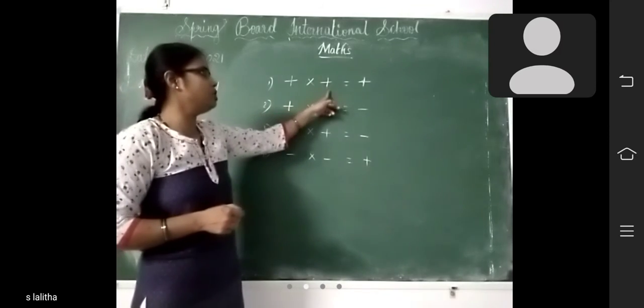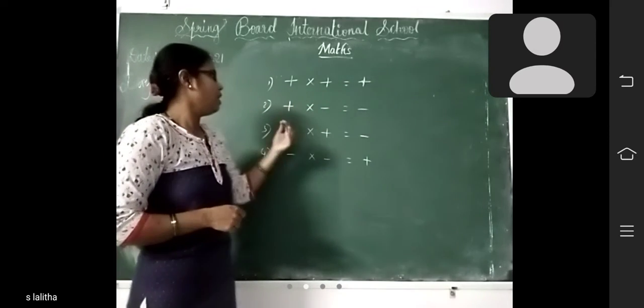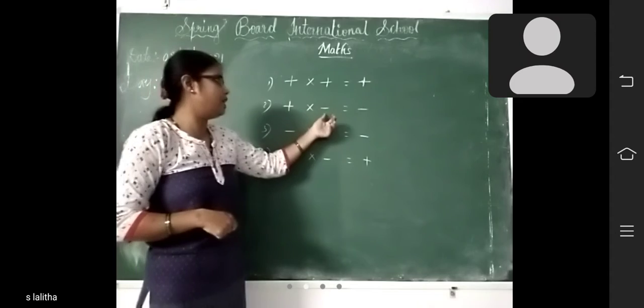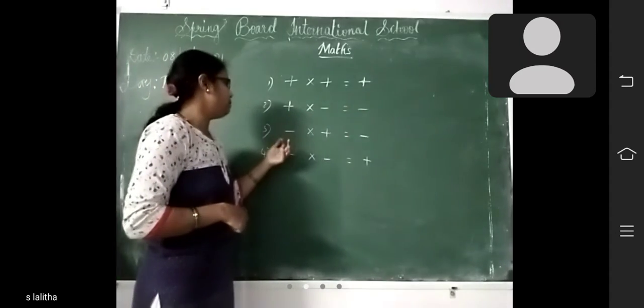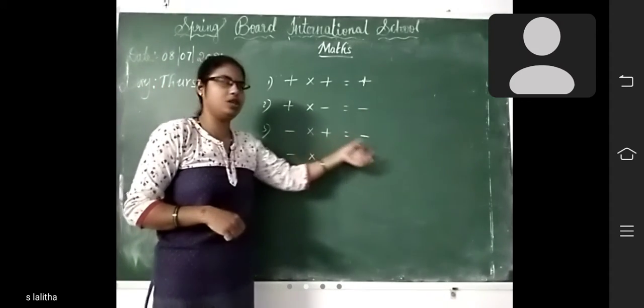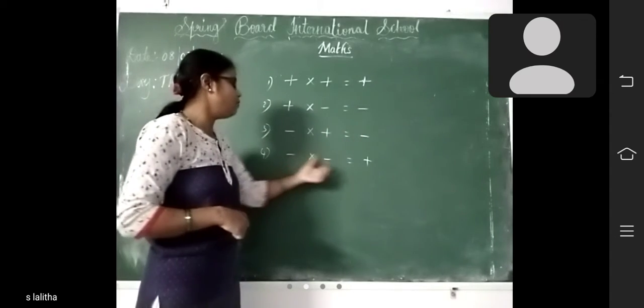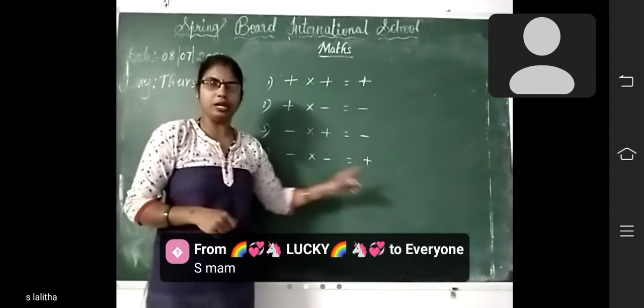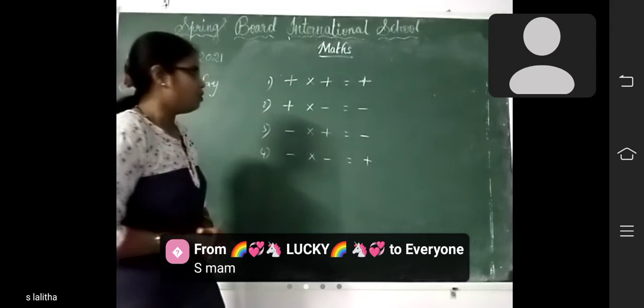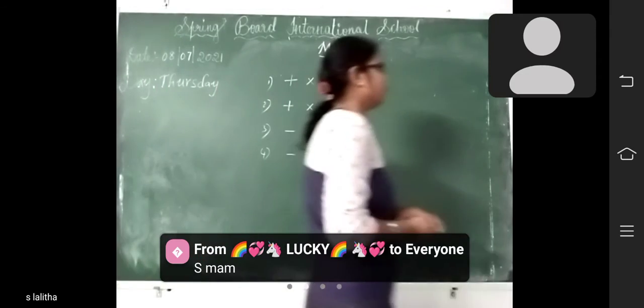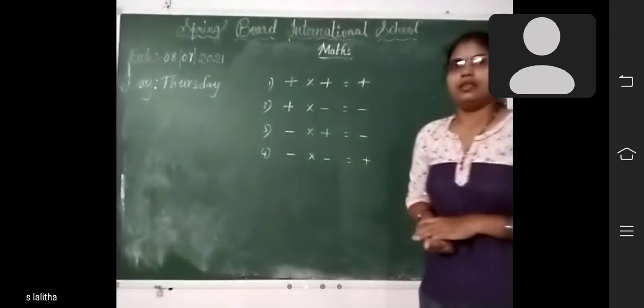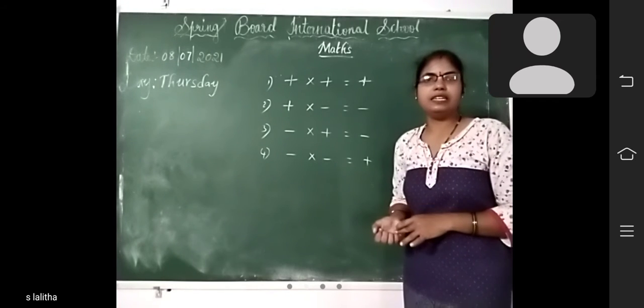Product of two positive integers is positive, and product of one positive and one negative is negative, and the product of one negative and positive is negative, and the product of two negatives is positive integers. Okay. And what are the notes we learned yesterday?